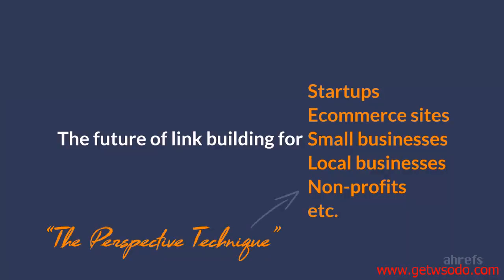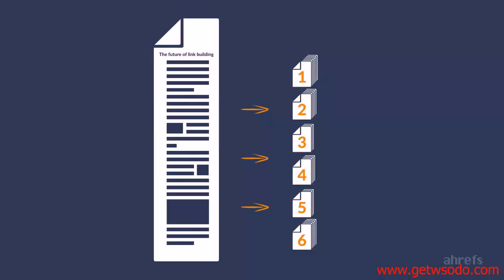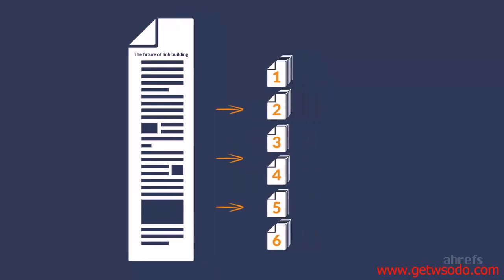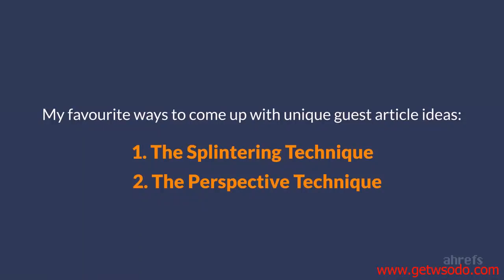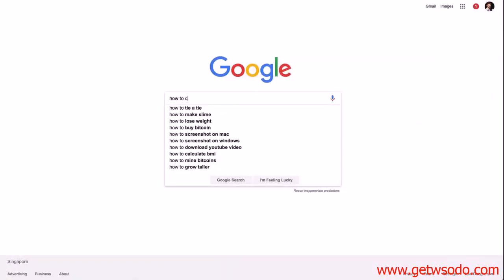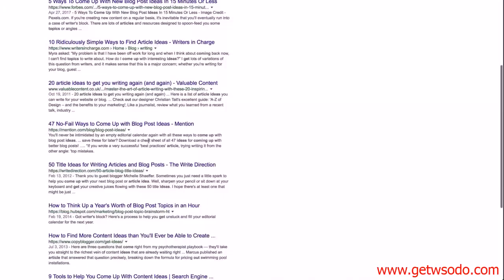For every unique guest article idea that you have in your list, it is possible to create a few nice variations by changing the perspective slightly. That said, by applying the splintering technique and the perspective technique just to our single guide to link building, we could easily come up with nearly 20 unique guest article ideas in less than 20 minutes. So these are 2 of my favorite ways to easily come up with unique guest article ideas. But don't limit yourself to these 2 only. Google around a bit and you'll find quite a few more great techniques that will help you brainstorm cool ideas for your guest articles.